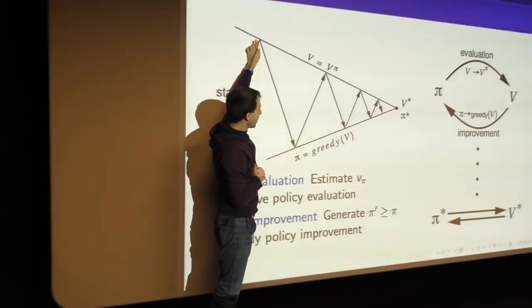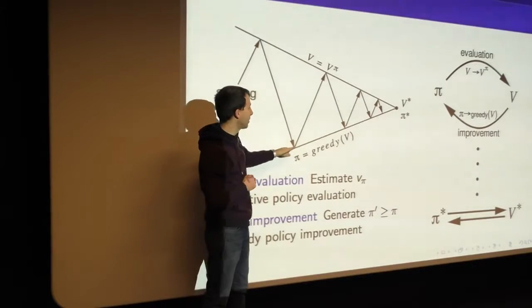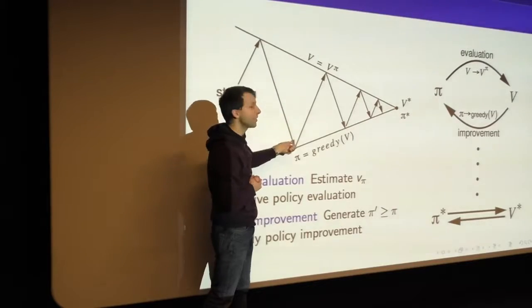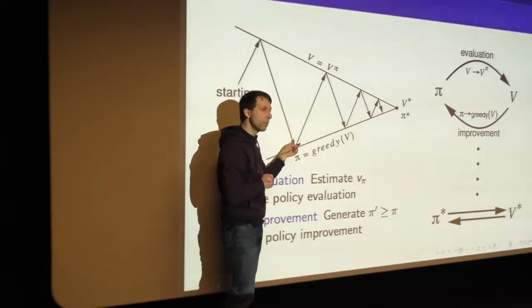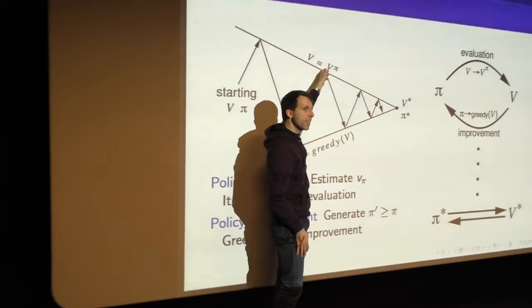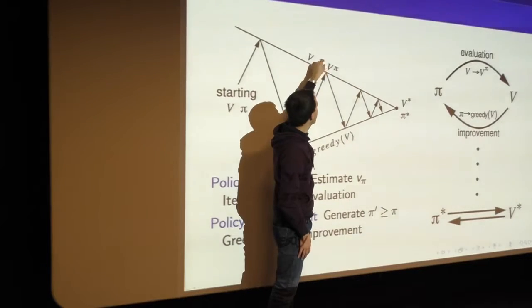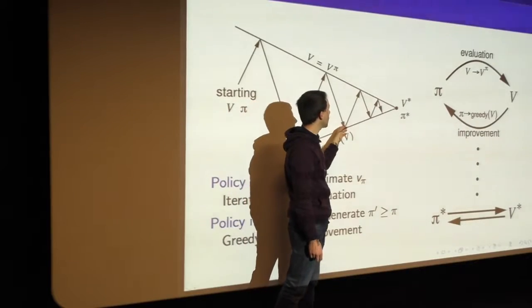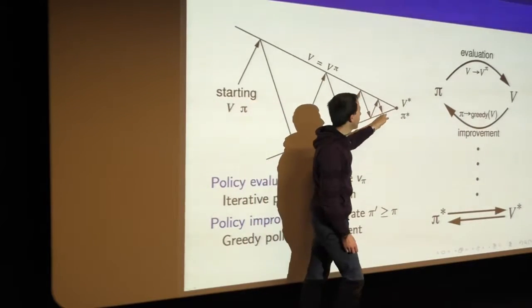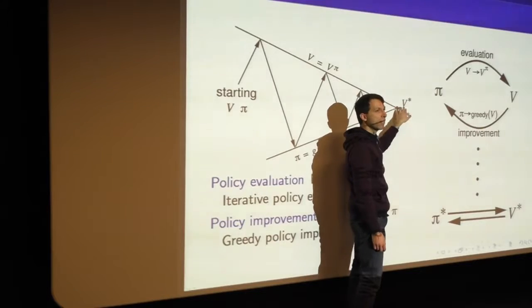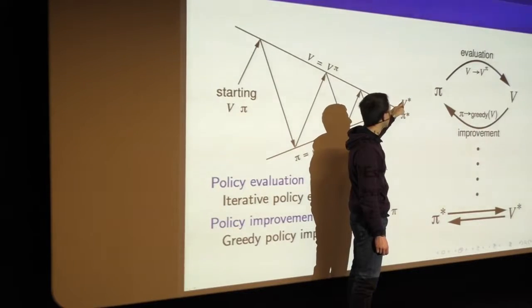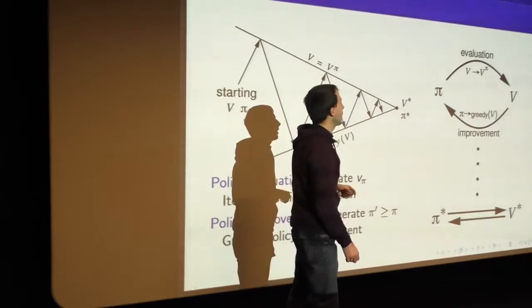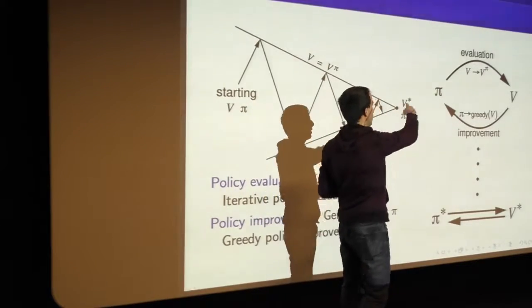Once we've got that value function, we act greedily with respect to that value function to give us a new policy. Once we've got that new policy, we evaluate the new policy. That gives us a value function. Once we have that new value function, we act greedily with respect to it. Once we have that new policy, we evaluate it, and so on. And what we'll see is that this is guaranteed to converge to both the optimal value function, and therefore the optimal policy. So we have this cycle of evaluation and improvement.